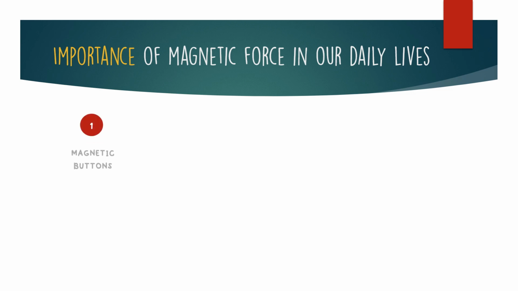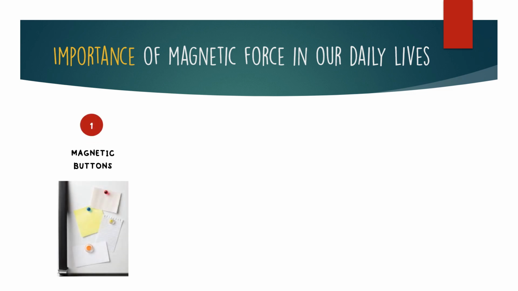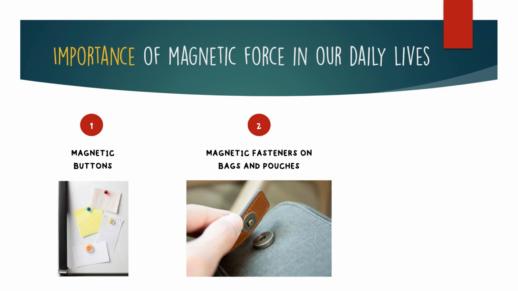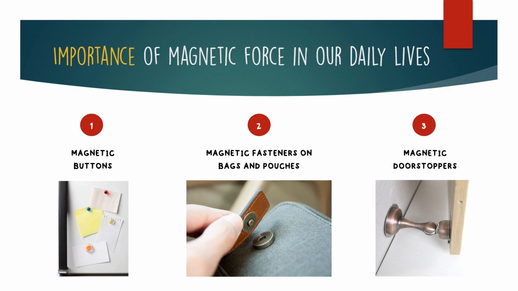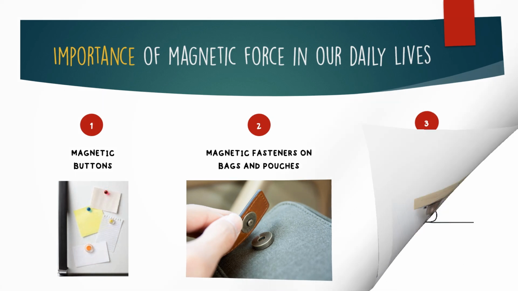We can use magnets as magnetic buttons, which can be used to hold notes and reminders on refrigerator doors. Some bags and pouches have magnetic fasteners to open and close them. We also use magnets as magnetic door stoppers, which are used to hold doors open.